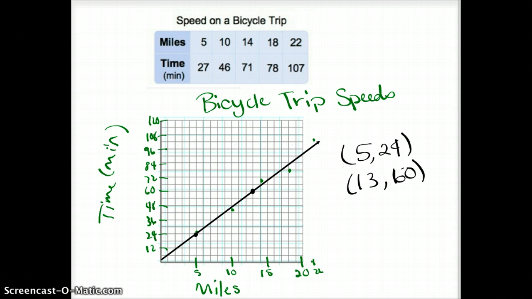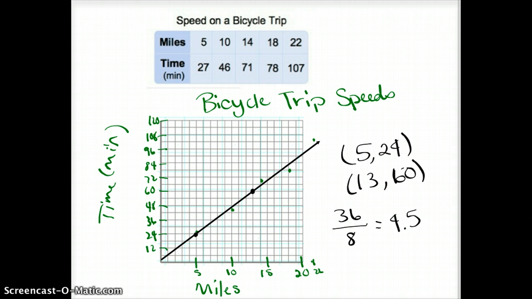So I'm going to use these 2 points to make an equation for my line by finding out the slope and the y-intercept. And in this case, from 24 to 60, it rises 36, and from 5 to 13, it runs 8. So if I do 36 divided by 8, it looks like my slope is about 4.5. So that's my slope.